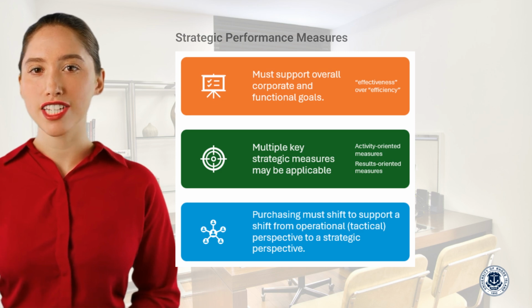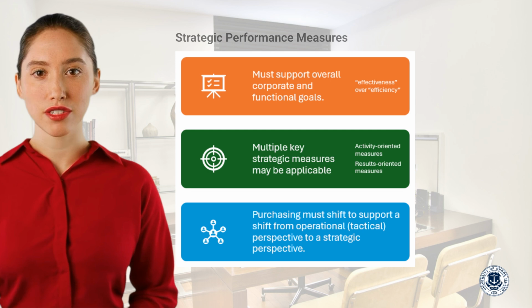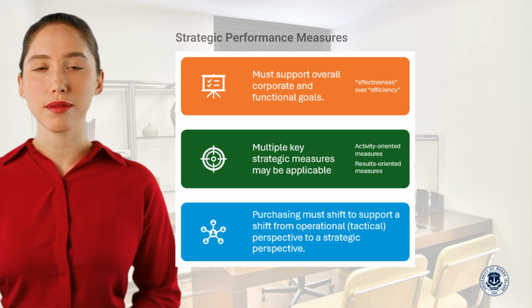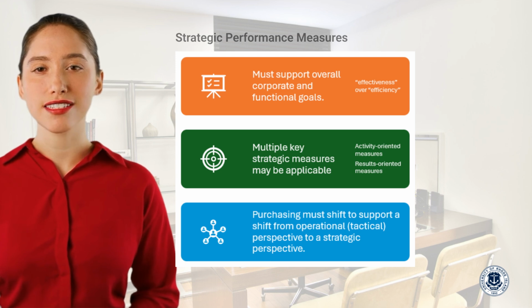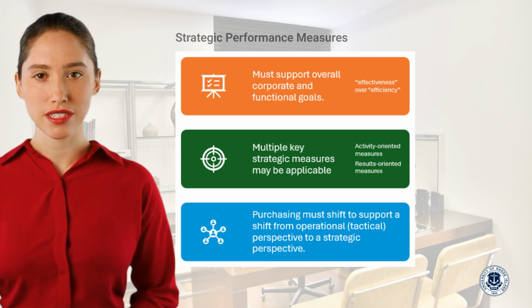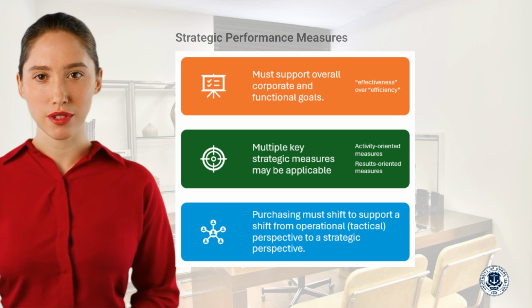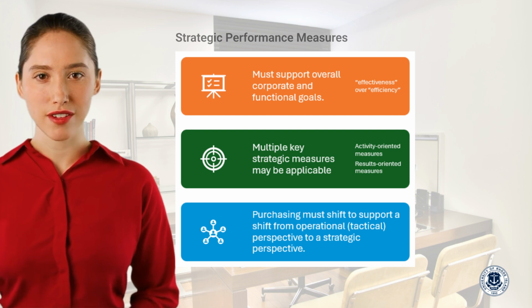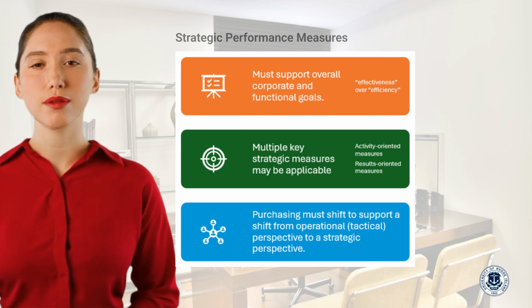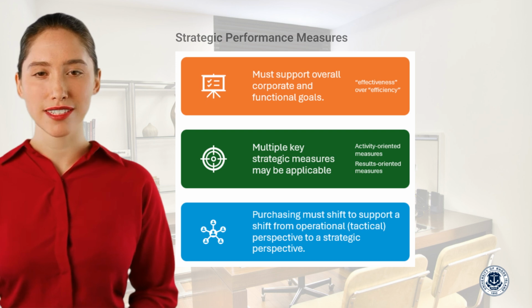Second, organizations often use multiple strategic measures to evaluate performance. Some of these measures are activity-oriented, meaning they focus on the actions and processes carried out by the purchasing function. Others are results-oriented, meaning they evaluate the outcomes and value created by those activities. Together, these measures provide a more balanced view of performance.